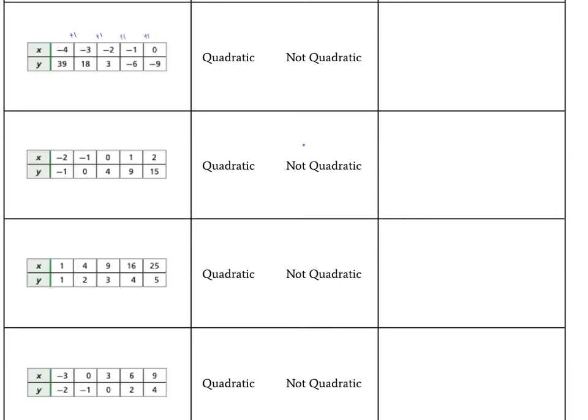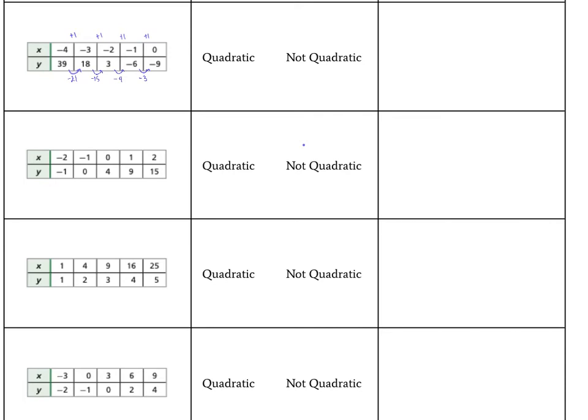But we don't need to look at our x differences once it's consistent. We need to look at the y values. From 39 to 18, we went down, so negative 21. From 18 to 3, we went down 15. From 3 to negative 6, we went down negative 9. And from negative 6 to negative 9, we went down negative 3. So that's our first difference. And since they're not the same, we know it's not linear.